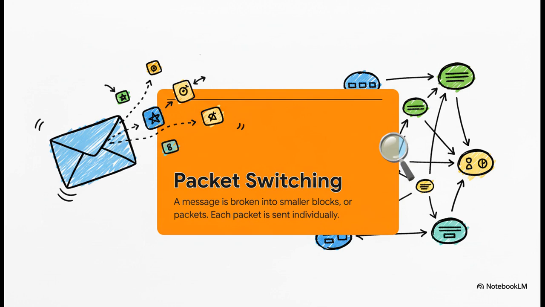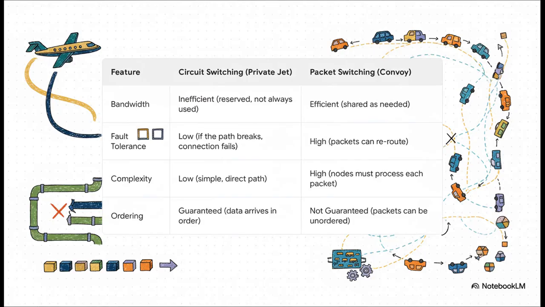Packet switching, though, is a whole different ballgame. This is the engine that powers the modern internet. Your big message, that cat video, gets chopped up into hundreds or thousands of smaller, manageable chunks called packets. Each one of these little guys gets its own address label and is then sent out into the wild network to basically fend for itself. So let's put them head to head.